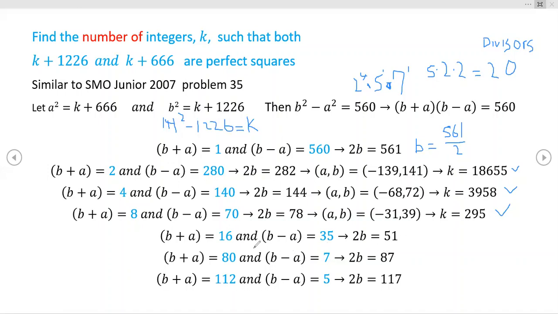Now down here, for similar reasons on these divisors 16 and 15, you get 2b is equal to 51. So this, we don't get an integer out of this. We don't get an integer out of this. We don't get an integer out of this.